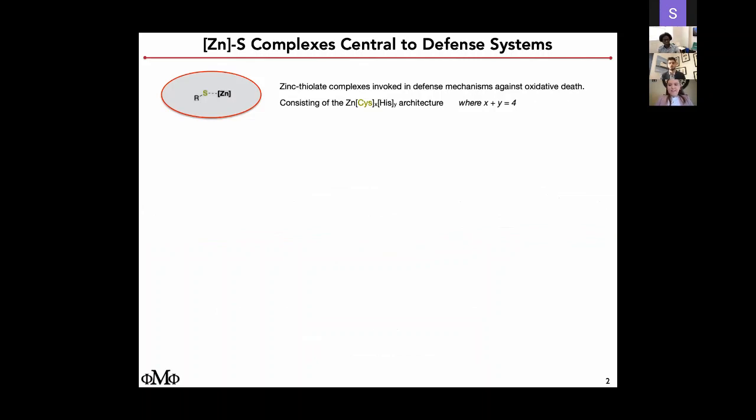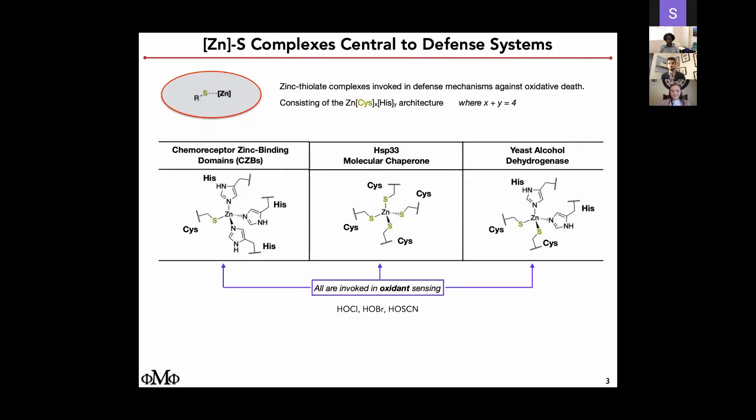I would like to start off with the fact that these zinc thiolate complexes are heavily invoked in central defense mechanisms against oxidative death. They consist of a general zinc cysteine histidine architecture, where the sum of the number of cysteines and histidines equals 4. They are heavily invoked in numerous biologically relevant mechanisms, such as the chemoreceptor zinc binding domain, the HSP33 molecular chaperone protein, and also yeast alcohol dehydrogenase. While these are just a few examples of zinc thiolate complexes, they're all invoked in central oxidant sensing.